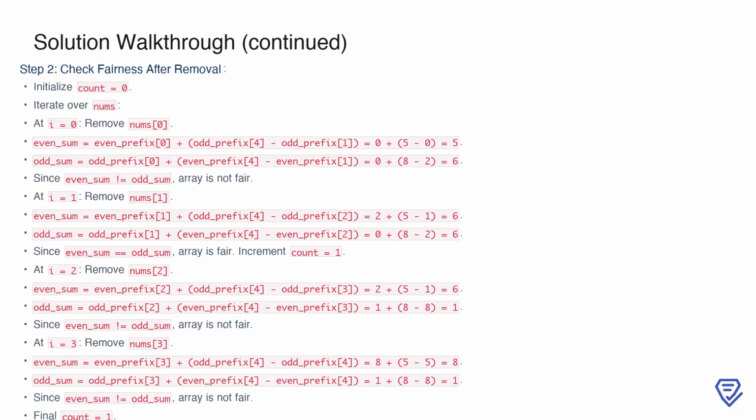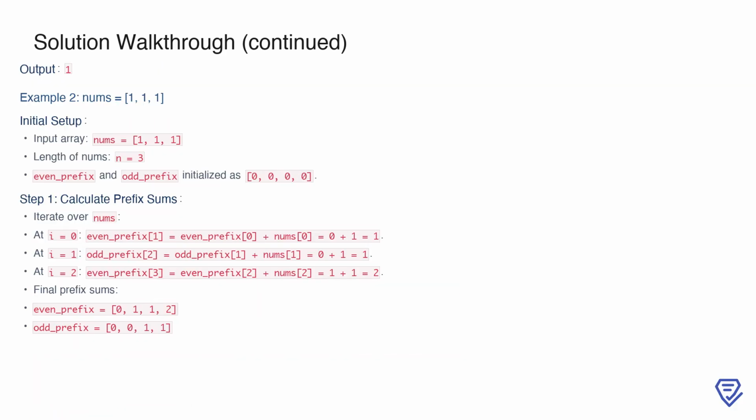are not equal. Finally, at index 3, removing nums[3] gives even_sum equals 8 and odd_sum equals 1, which are also not equal. After checking all indices, the total count of fair removals is 1. The output for this example is 1, meaning there is exactly one way to make the array fair by removing a single element. Now, let's look at another example with nums equals [1, 1, 1].